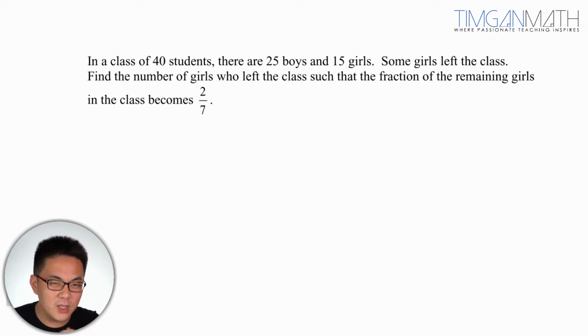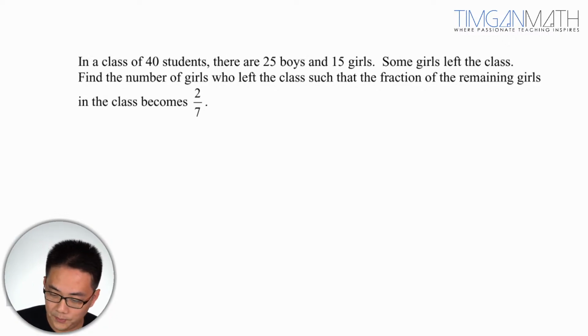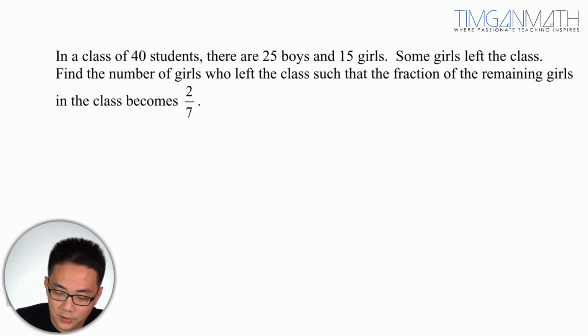In a class of 40 students, there are 25 boys and 15 girls. Some girls left the class. Find the number of girls who left the class such that the fraction of remaining girls in the classroom becomes 2 over 7. Okay, great. So let's try and understand what's going on now.